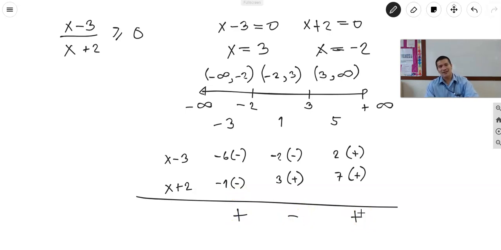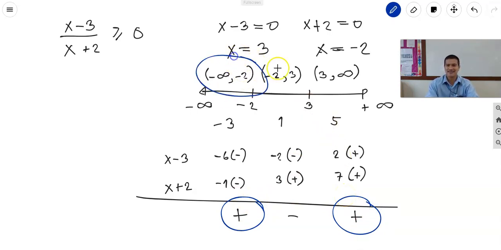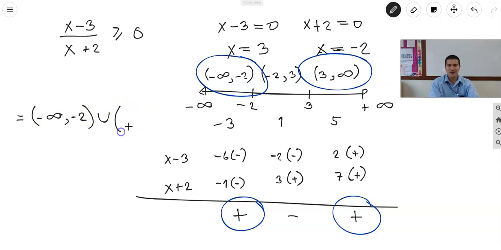What we are looking for is a positive solution. So therefore, our positive solution here is in this corner and then this corner. So you will have two possible answers. Okay? So therefore, your answer will be given as from negative infinity going to negative 2, and then united with the other part, which is 3 to positive infinity.